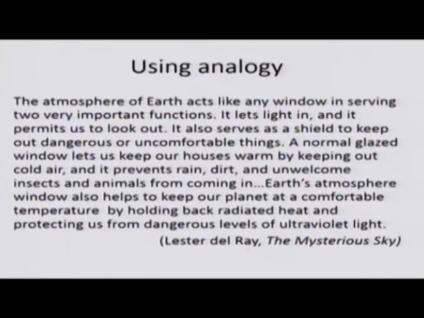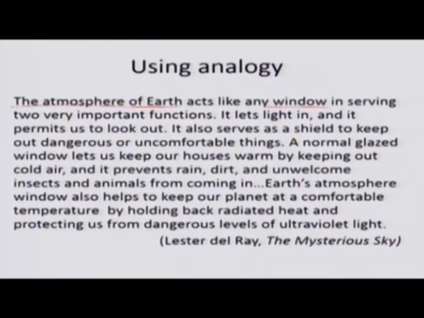This is written by Lester Del Rey. It's an extract from The Mysterious Sky. So, as you can see here, the writer is comparing the atmosphere of Earth with a window. Why? There are some similarities there.